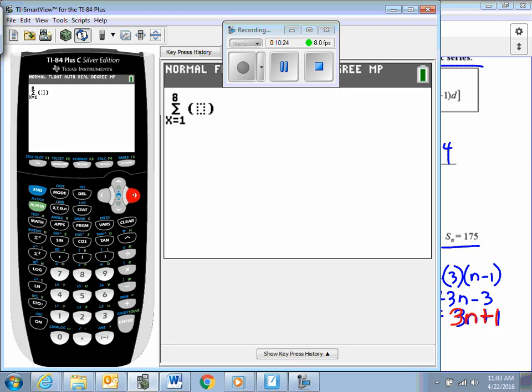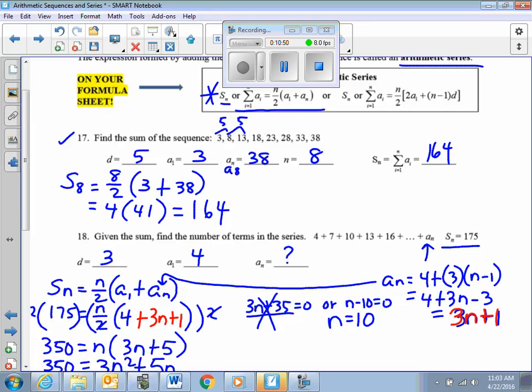And what I have to put here, guys, is the rule for a sub n that we came up with a few minutes ago. So if you look back at your paper, that was 5n minus 2. So we put our rule, and of course we're using x, remember, 5x minus 2, and then come outside of these parentheses, and we hit enter, boom, there is our number 164, which we got just before by using our formula. So that's very nice indeed that our calculator will do that for us.